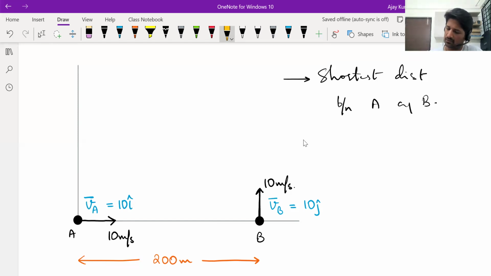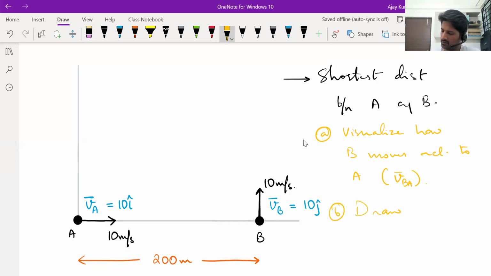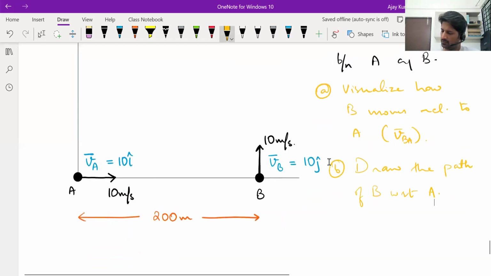So the steps you have to follow are: first, visualize, this part we have already done, how B moves relative to A. How do you visualize? You have to take the velocity of B relative to A. That we have already done. Next, draw the path followed by B. Visualization is like drawing the path of B with respect to A. And this also we have already done. Do it again, all of you.